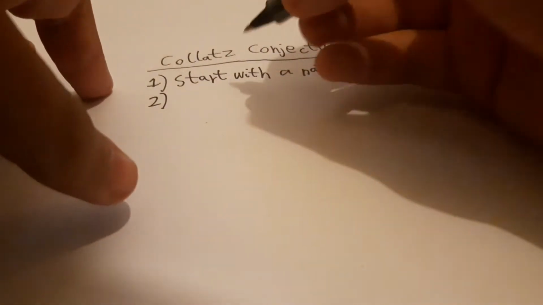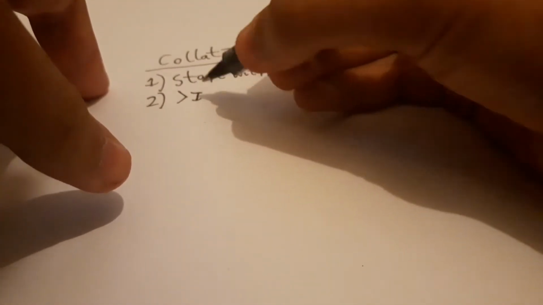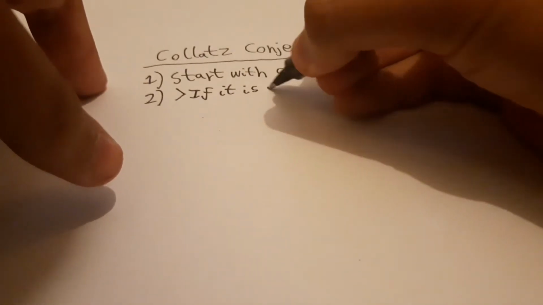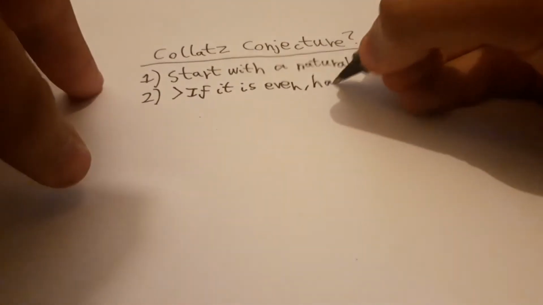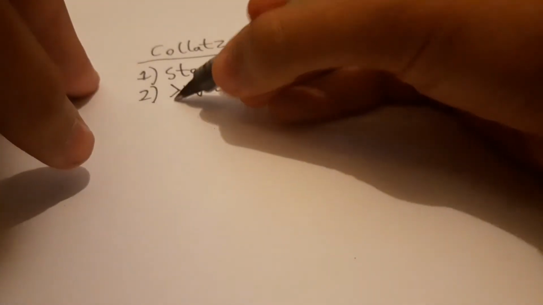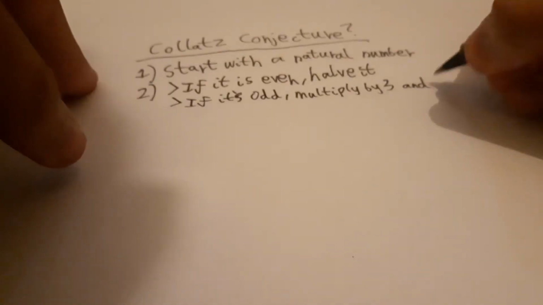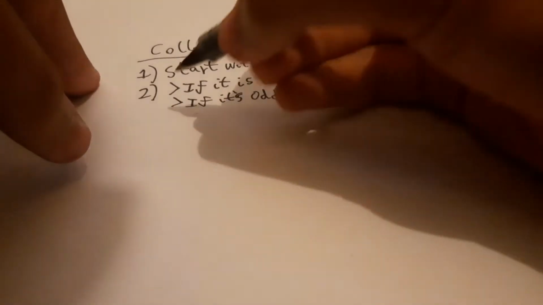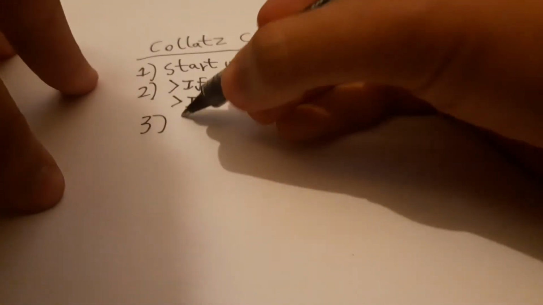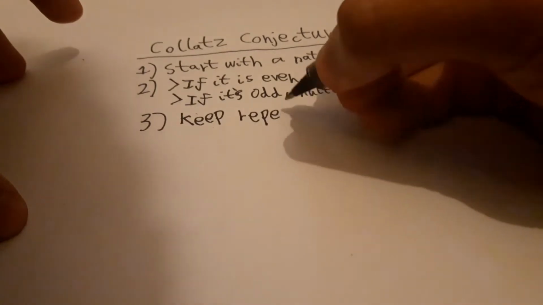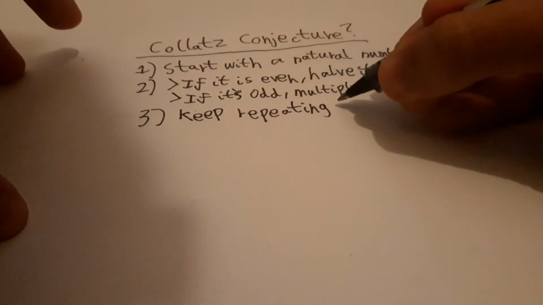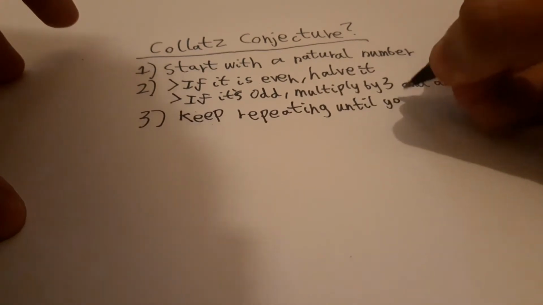Stage 2 is actually a bit more complicated than that. If the number you pick is even, then what you do is you halve the number. And if it's odd, you don't halve it. What you do is you multiply by 3, and after you do that, you add 1. And this makes more sense when I write stage 3, which is keep repeating it. You keep repeating stage 2. How long do you do this for? Until you get 1.